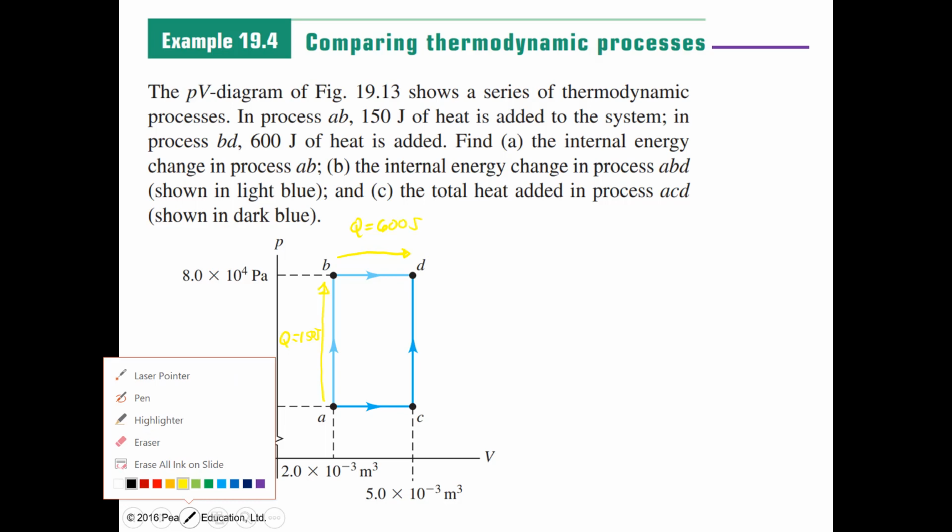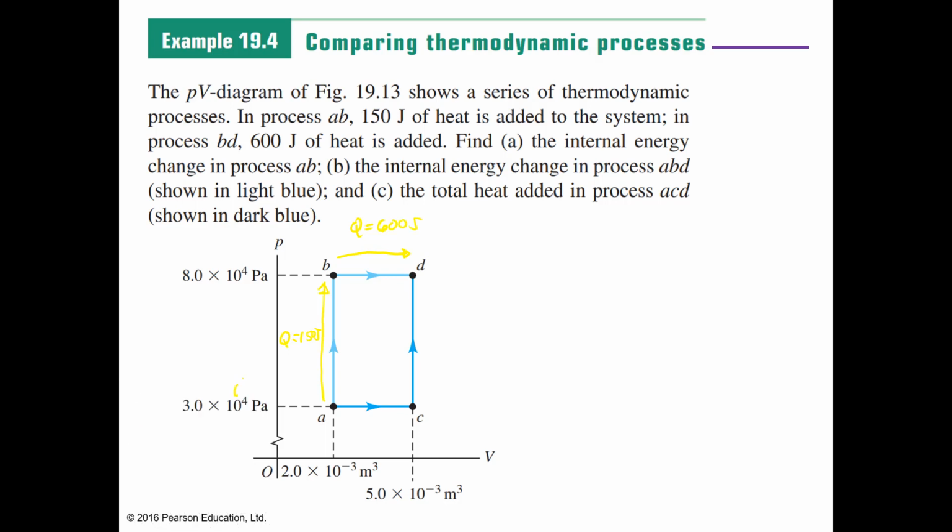Okay, heat here is 150 joules. Heat here is 600 joules. Okay? So it's already given, no? In process AB, this arrow here. Okay? In process AB, 150 is the heat added. In process BD, 600 joules of energy is added. Question. Find the internal energy change in process AB. Okay? For letter A, find the internal energy change in process AB.